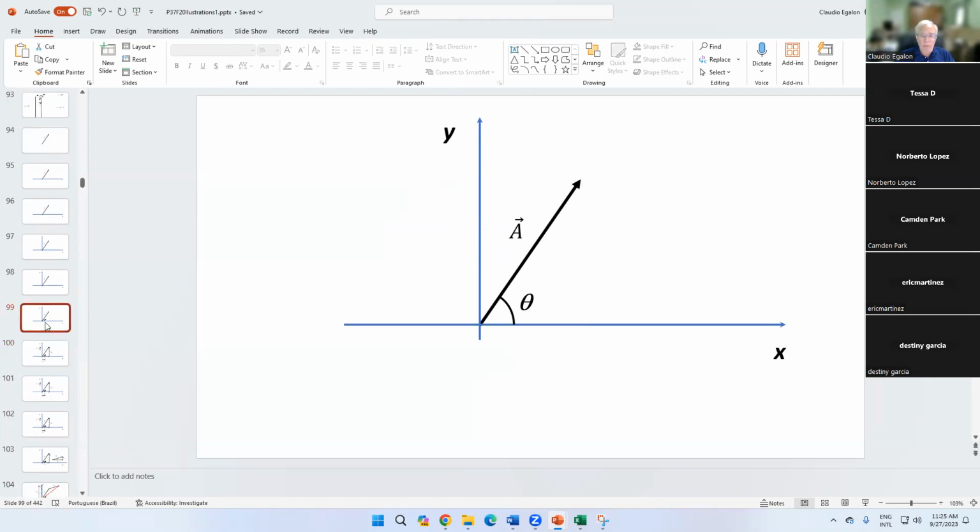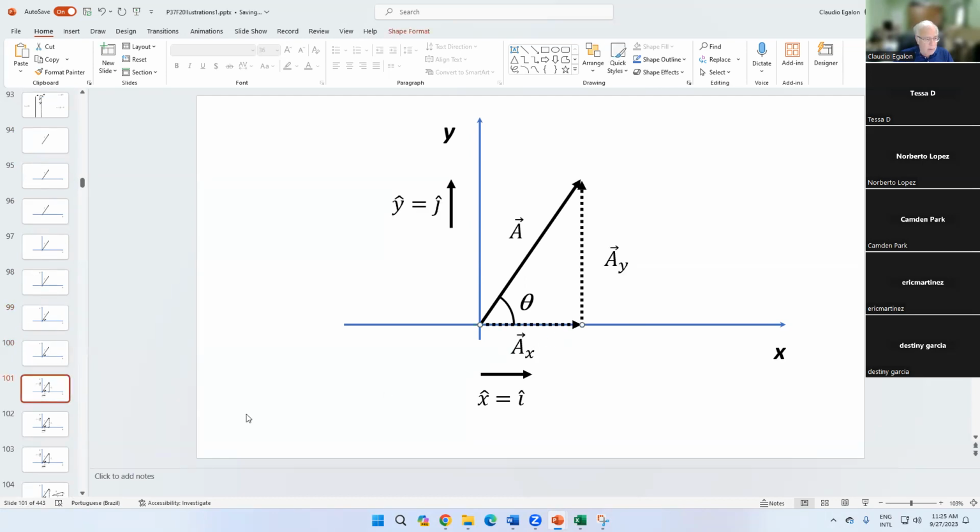Okay, what can we do with this vector? We can decompose this vector in terms of a component that's along the x-axis and a component that's along the y-axis. This is a very useful and convenient technique that we use to operate with vectors. Like I said, we can decompose this vector in terms of an x component.